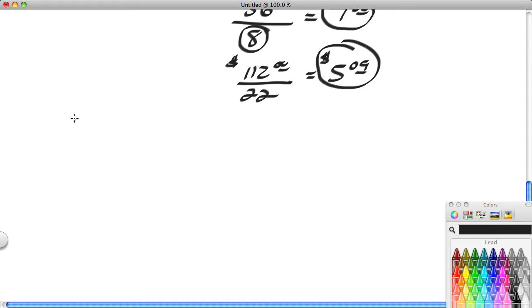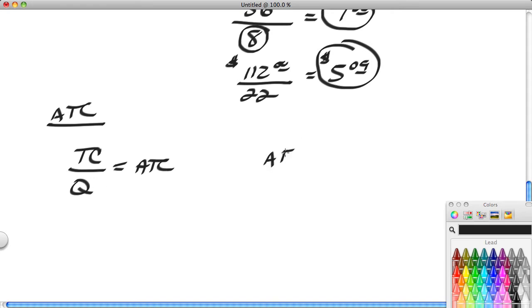Our last average is going to be average total cost. How do you get that? You're going to take total cost, divide it by Q, and that will give us the corresponding average, ATC. There's two ways actually to calculate ATC. You can take the total and divide it by Q to get the average, or you could actually add the two averages that you've calculated together. AFC plus AVC would also have to equal ATC.